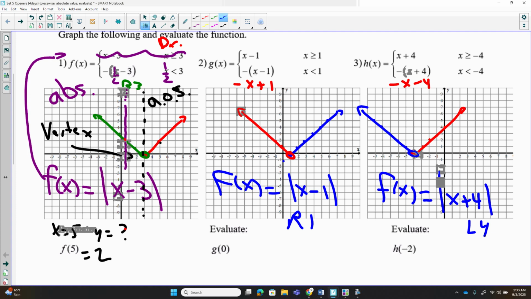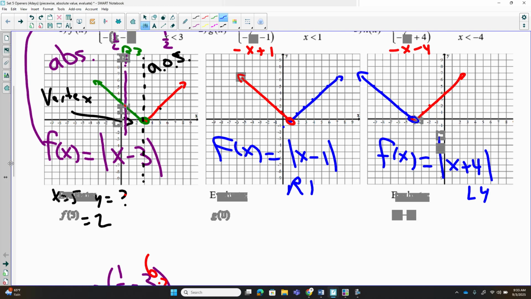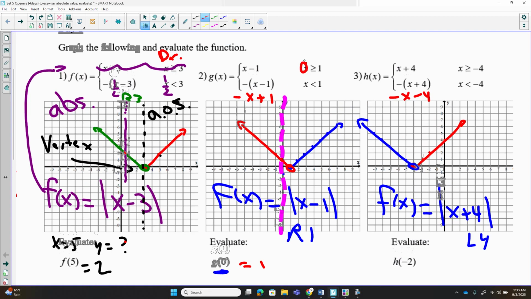Now, looking at this one right here, at g of 0, that's when x is equal to 0. Well, that's pretty simple. It's on this line right here. I think it's just going to be 1. If you want to see it algebraically, remember, you go over here to your restrictions on the right side, and you go, is 0 greater than 1? No. Is 0 less than 1? That's it. So it's not this one, it's this one. So I plug in 0 right here, I get -1. Well, that's a positive one.